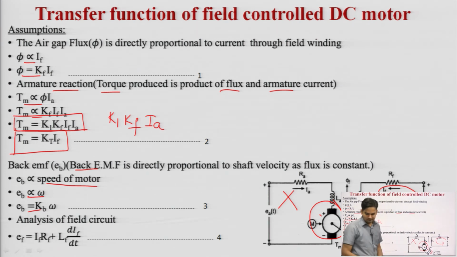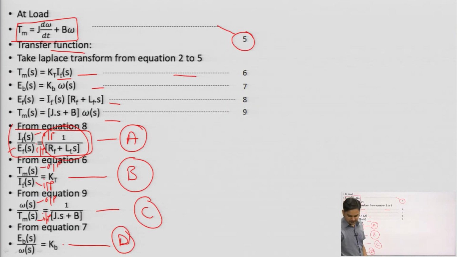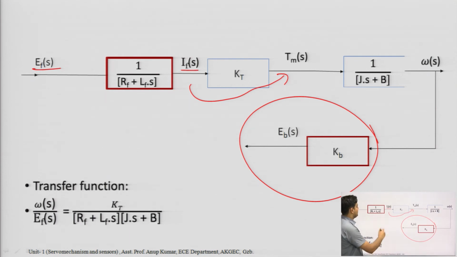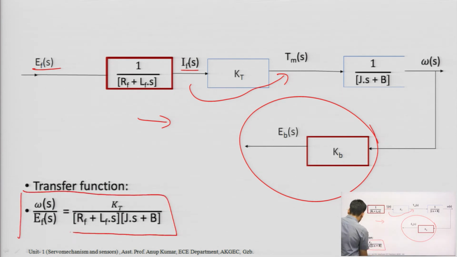So, that is why we are making it an open loop system here. So, the field control transfer function would be an open loop. If you solve it, you will get this expression as the transfer function for a field controlled servo motor.